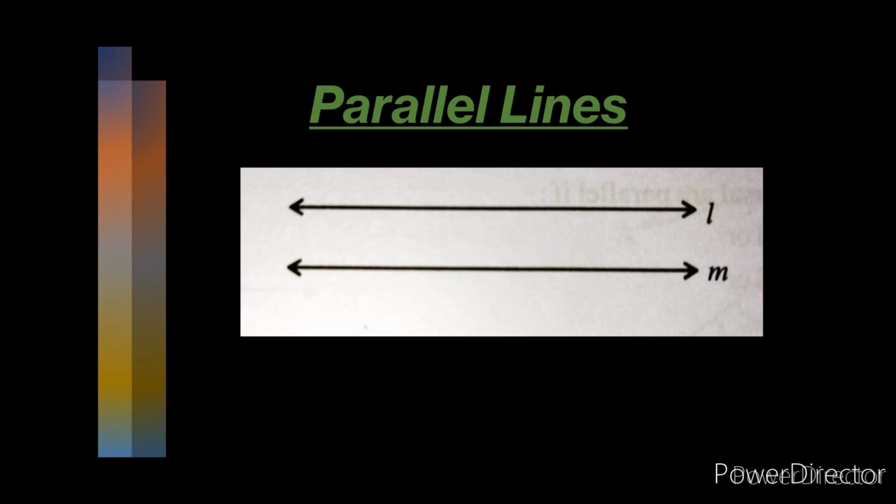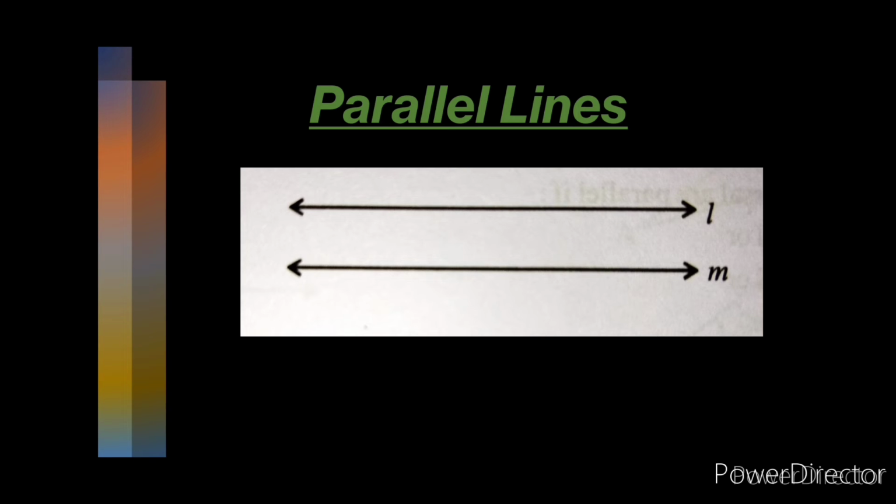Now you can see L and M are two parallel lines. So all the conditions are satisfied here, like they will not meet anywhere if they are extended endlessly, they do not have any common point, and they do not have any different length. So between them there is a definite length.